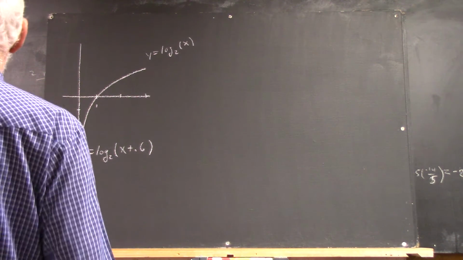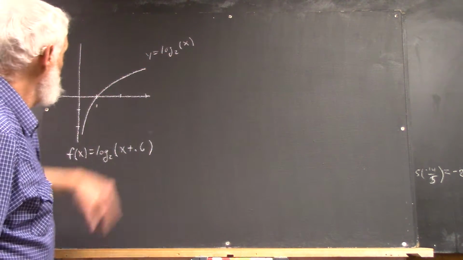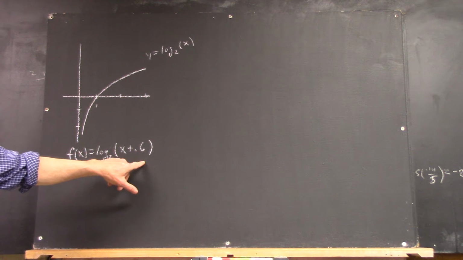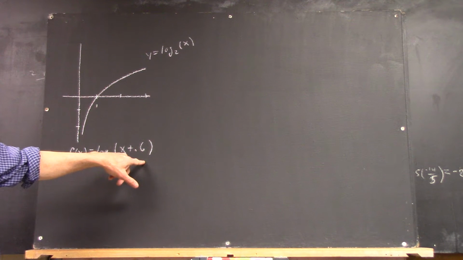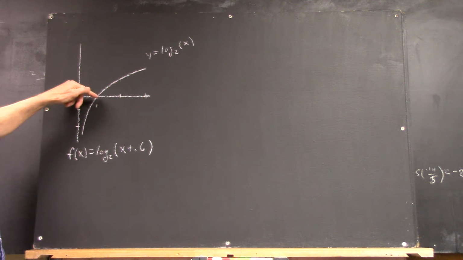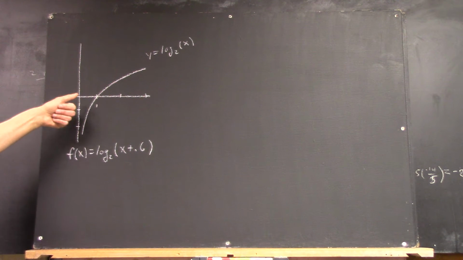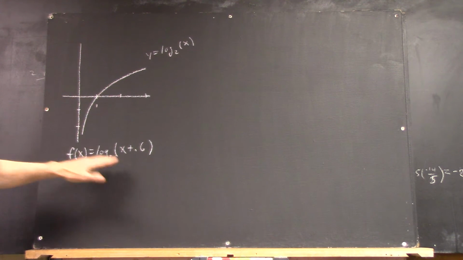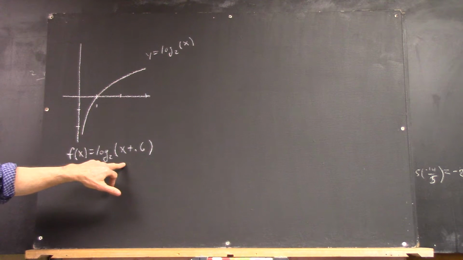Okay, so here's your graph of log base 2 of x. We have f of x equals log base 2 of x plus 0.6. We don't need it to solve the problem here, but I will observe that if you horizontally shift this 0.6 units in the negative x direction, you get the graph of this function, right?